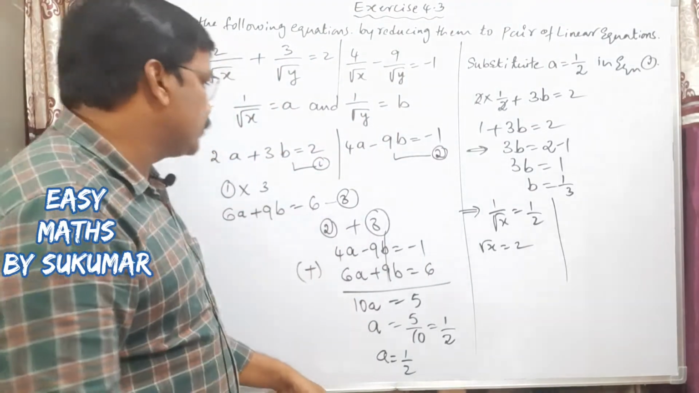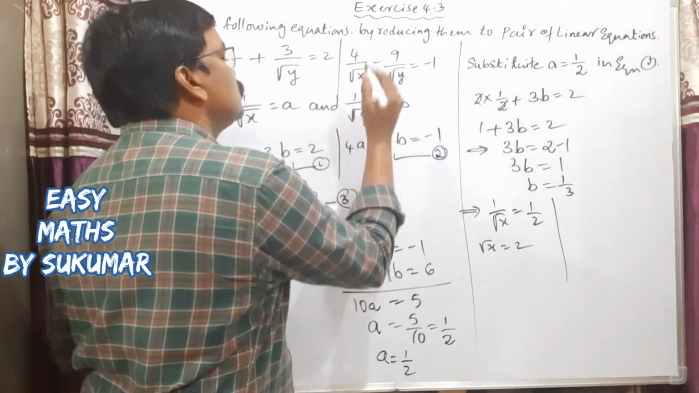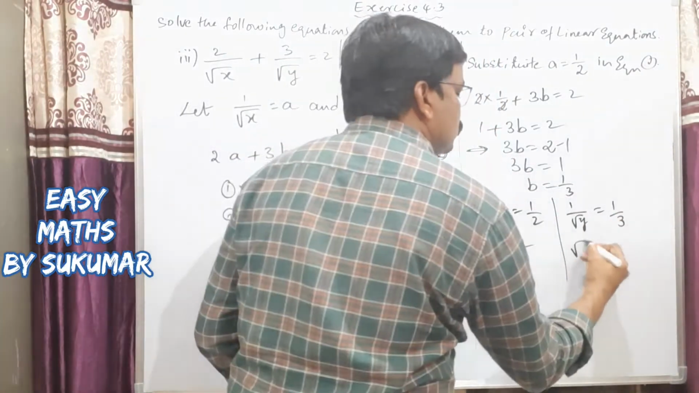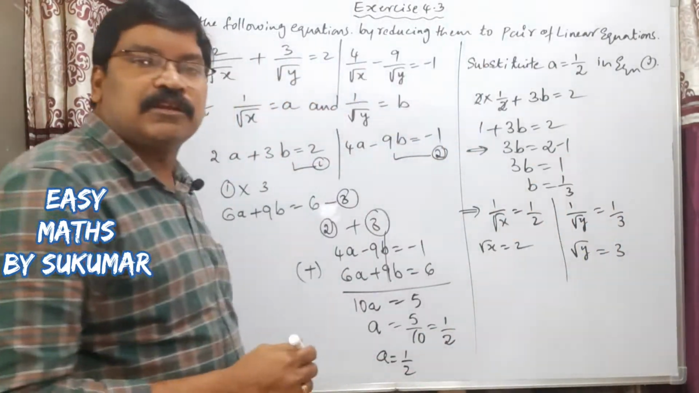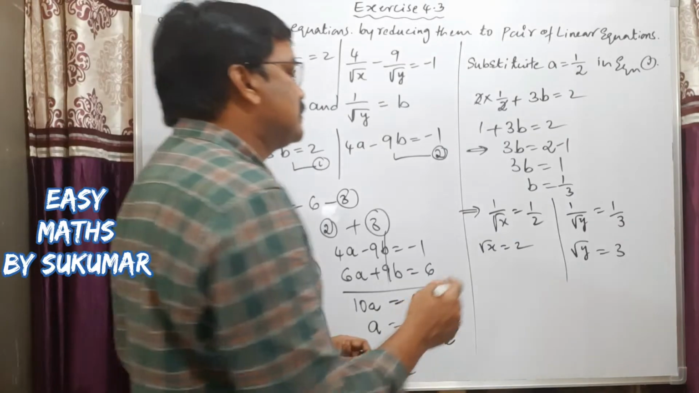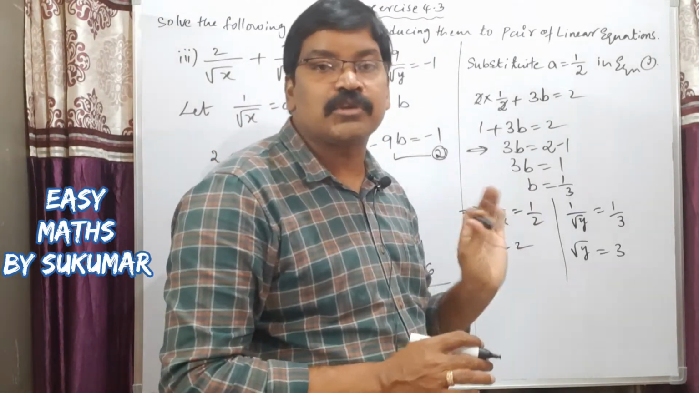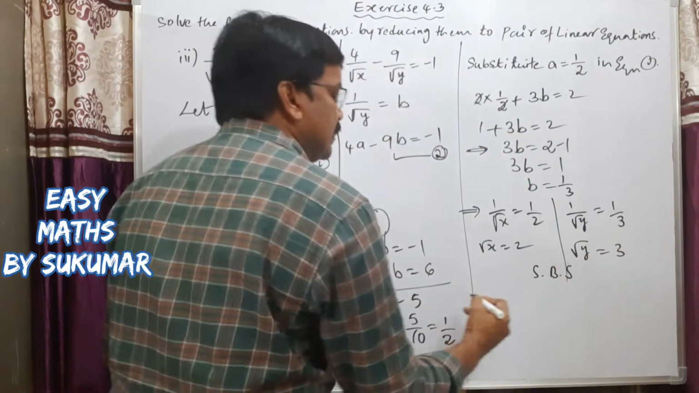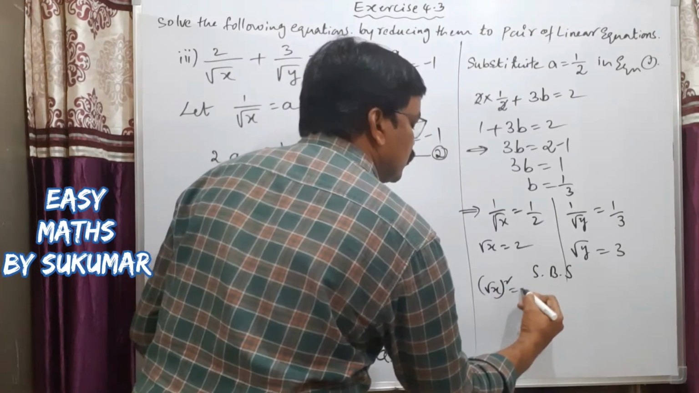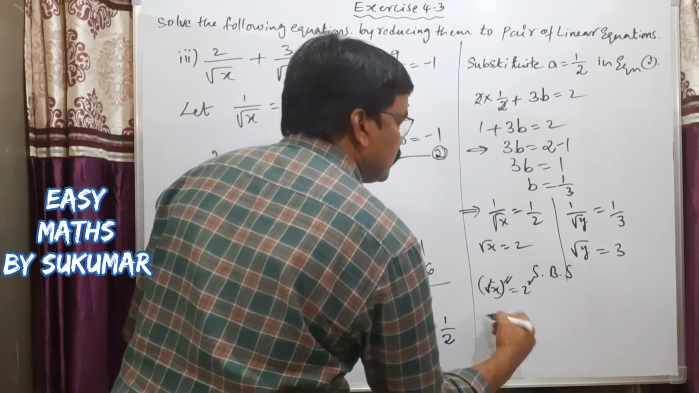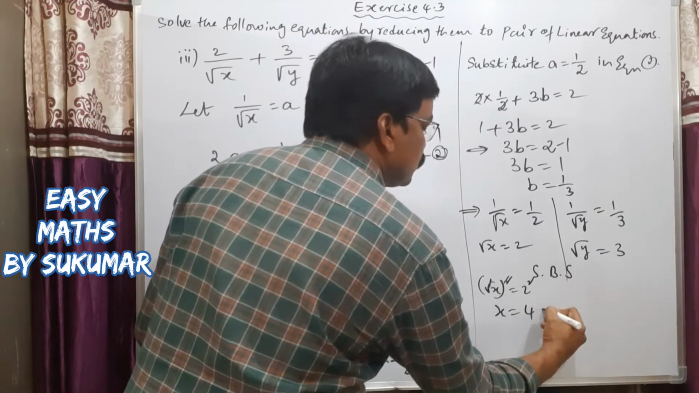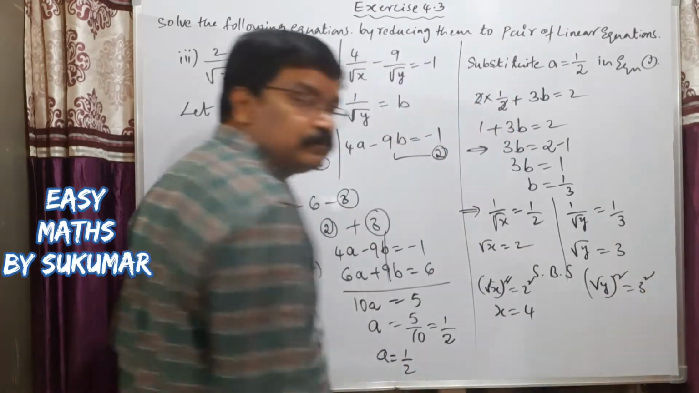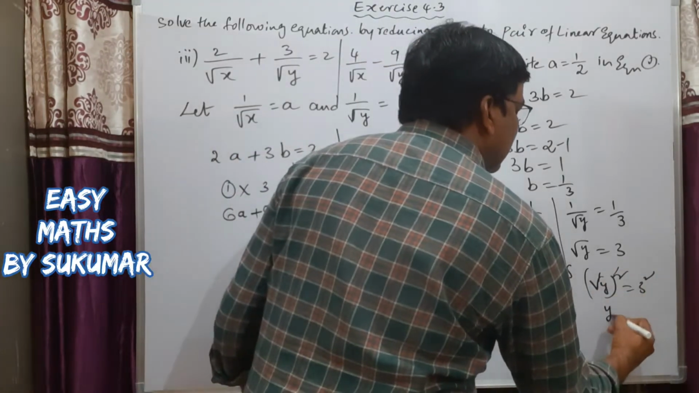Similarly, what is b, students? b means 1 by root y. So 1 by root y is equal to 1 by 3. Here also root y is equal to 3. So my dear students, actually we want x and y values, not root x and root y. So just by squaring on both sides, root x whole square is equal to 2 square. That means square and root get cancelled, so x is equal to 4. And here also root y whole square is equal to 3 square. Square and root get cancelled, so y is equal to 9.